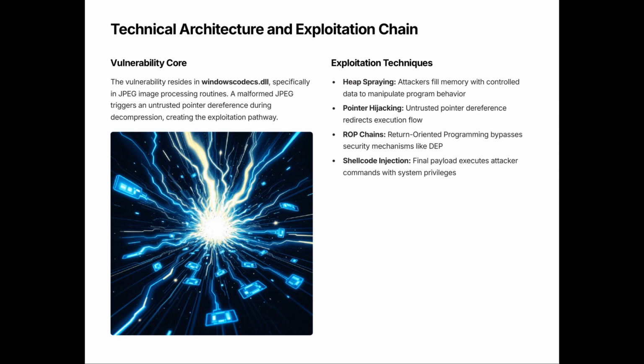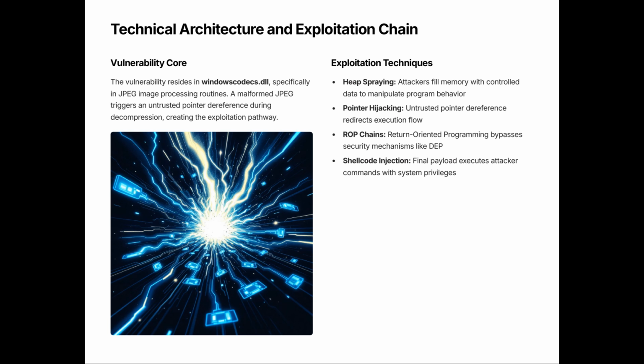In this part of the course, we're diving into the technical architecture and exploitation chain of CVE-2025-50165. A critical remote code execution vulnerability discovered in the Microsoft Windows graphics component. At the heart of the vulnerability is windowscodecs.dll, where the flaw resides. Specifically, the JPEG image processing routines are compromised, and a malformed JPEG can trigger an untrusted pointer dereference during decompression. This process creates the pathway for exploitation.